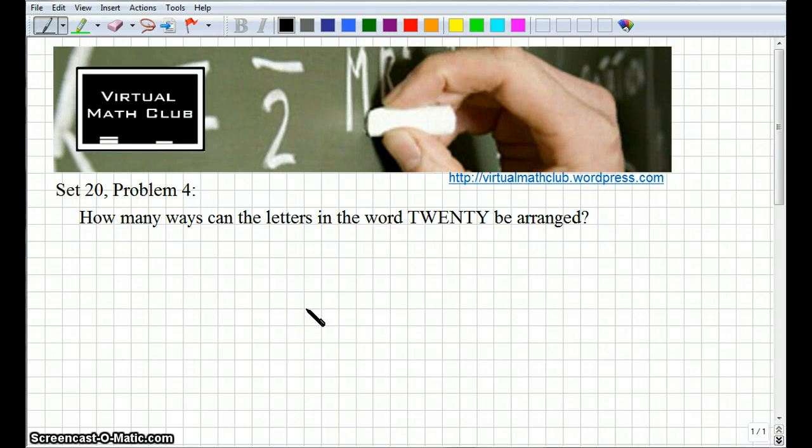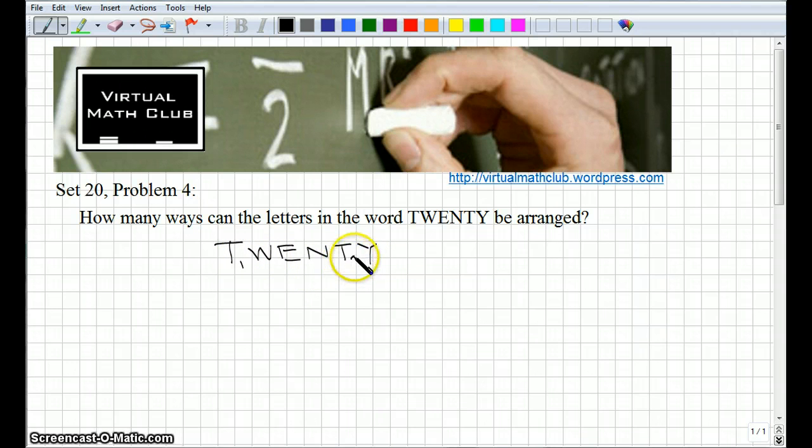Problem number 4. How many ways can the letters in the word TATTOO... be arranged? Well, let's see. My hint to you would be, first of all, to take a look at the letters in the word, right? We've got 6 letters, but we have 2 T's that are indistinguishable.